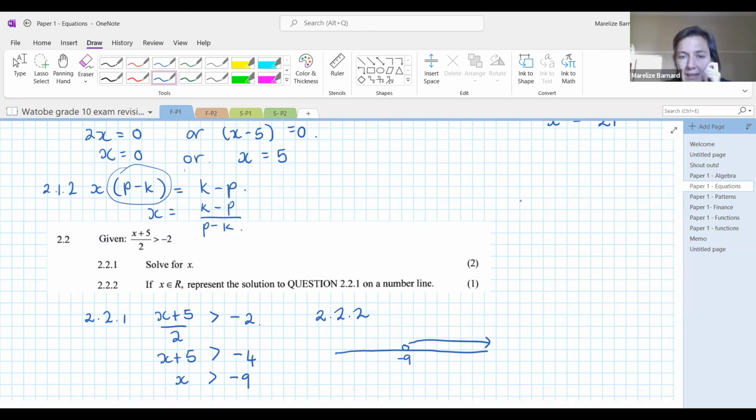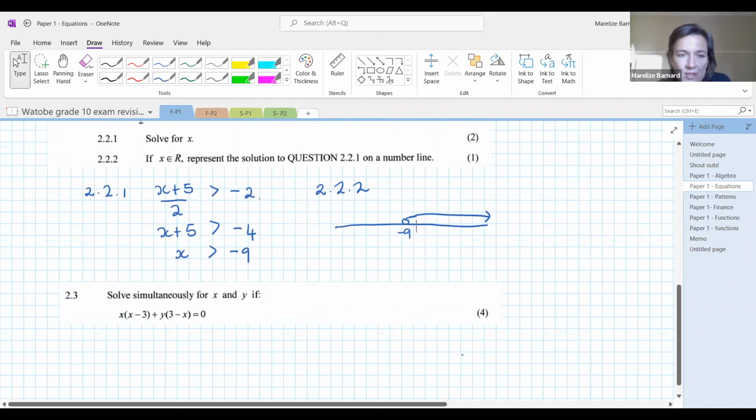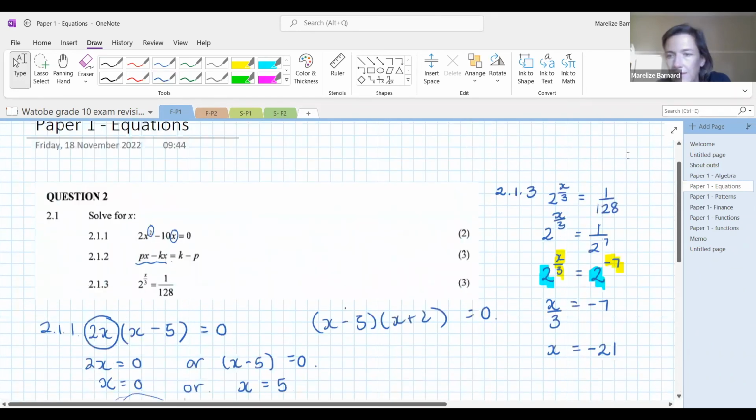And we're not going to color in, because there's no equal in our inequality sign here. It's just x greater than, not x greater than or equal to. So that's it. That's all you have to do. That is sufficient.